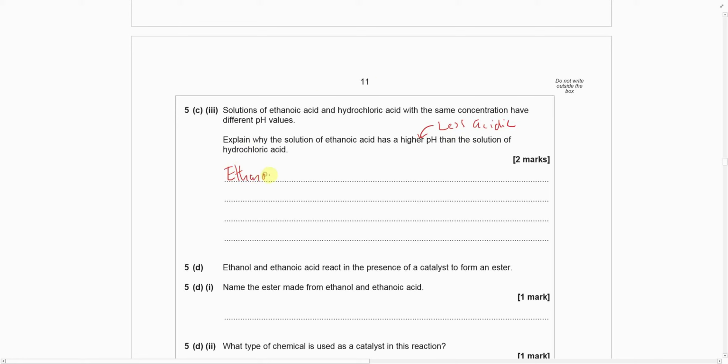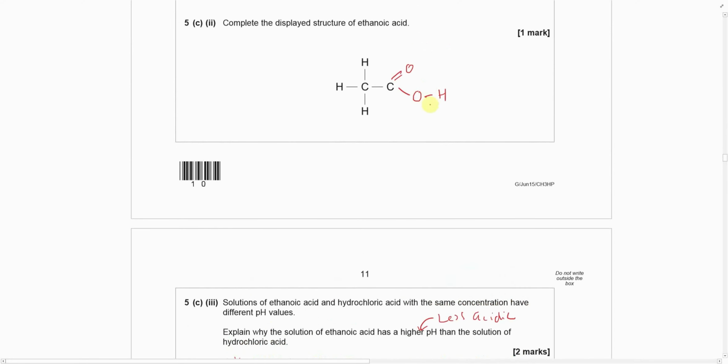So ethanoic acid is weaker or less acidic because it does not, and this is the key point, it does not ionize completely. So the H plus ions that leave, if we go back up to the structure, the H plus ions that leave off here to make it become acidic, it's actually in equilibrium, so they can go backwards and forwards, whereas in HCl it's more of a final, completely ionize or completely dissociate.